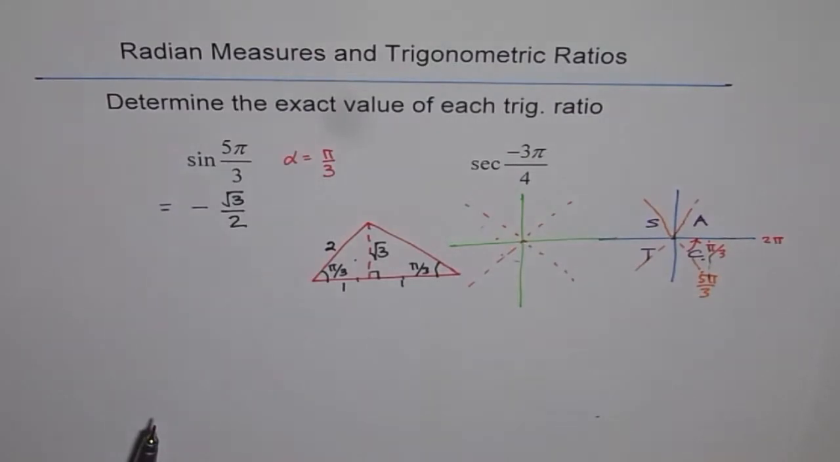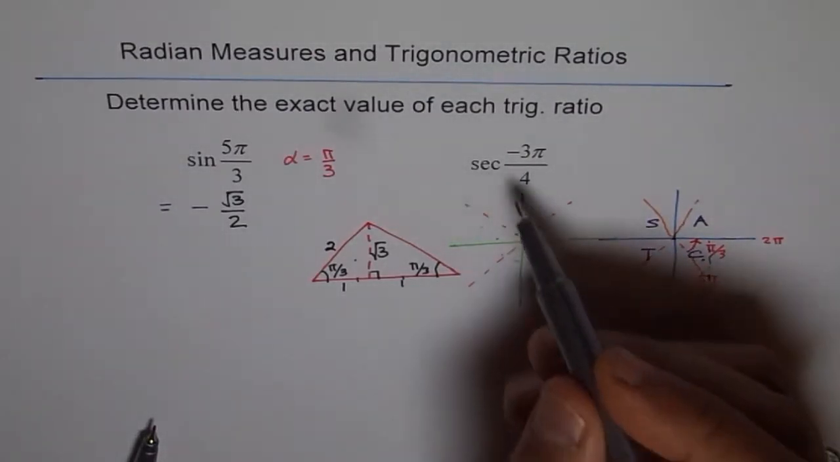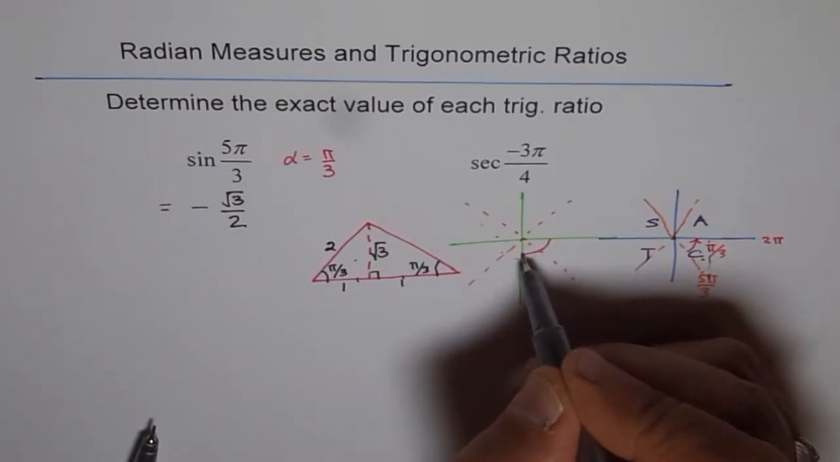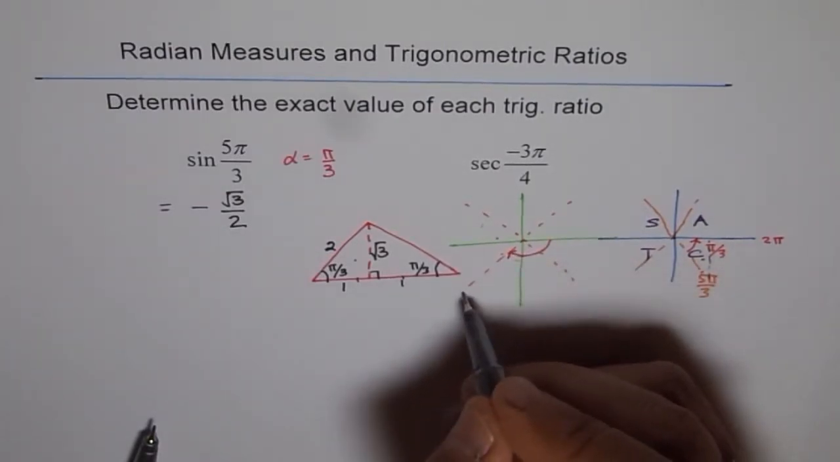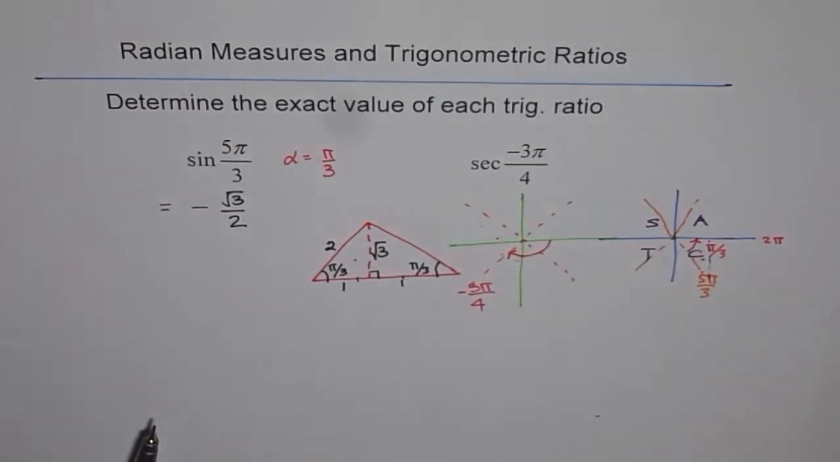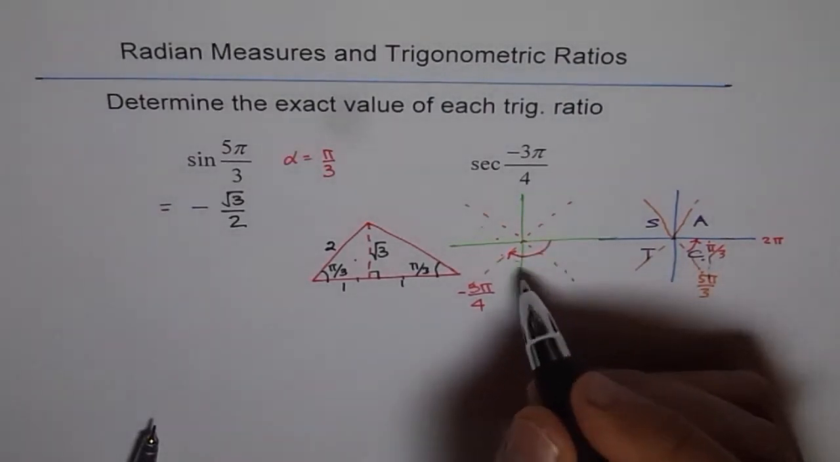Where is minus 3 pi by 4? Minus means going clockwise. So it's 1 pi by 4, 2 pi by 4, 3 pi by 4. That is minus 3 pi by 4. Do you get it? It is like this, minus 3 pi by 4. So with minus 3 pi by 4, we land up in quadrant 3.